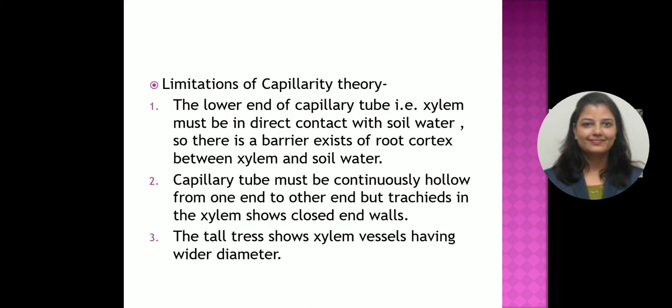The limitations of the capillarity theory: one, the lower end of the capillary tube, that is the xylem, must be in direct contact with the soil water, but a barrier of root cortex exists between xylem and soil water. Two, a capillary tube must be continuously hollow from one end to another, but tracheids in xylem show closed end walls. Three, tall trees have xylem vessels of wider diameter. So that is how the capillarity theory, which is a cohesion-adhesion theory, had limitations compared to the other theories.